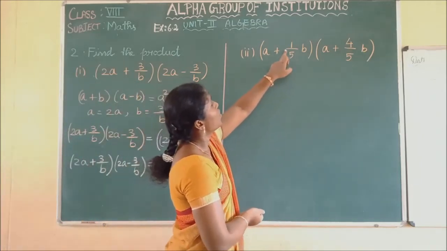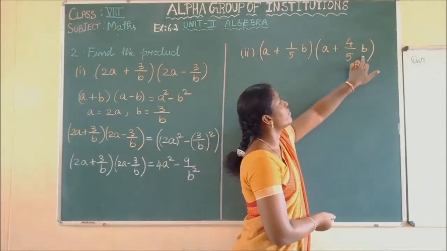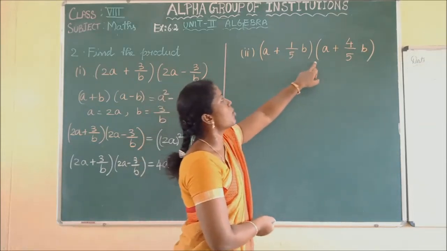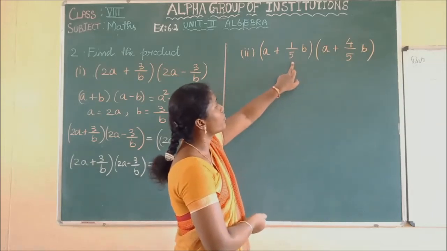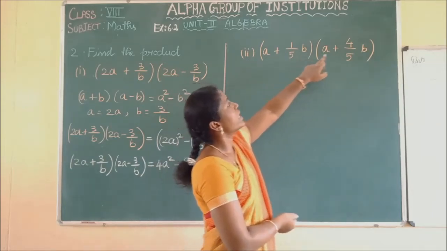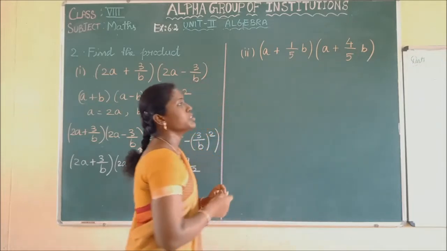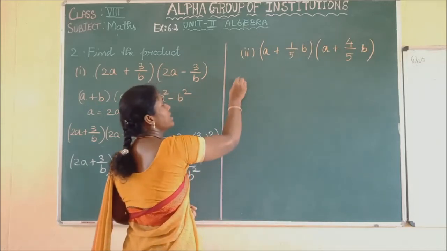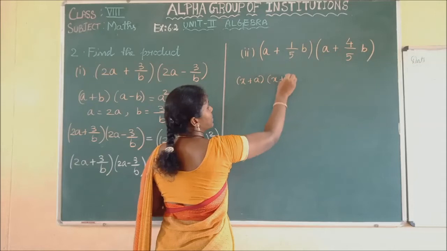(a plus 1 by 5 b)(a plus 4 by 5 b). See here we are having the first term common, a. But the second term is different. Here we are having 1 by 5 b. Here we are having 4 by 5 b. So this question suits which identity? Yes, very good. What is the identity? (x plus a)(x plus b).